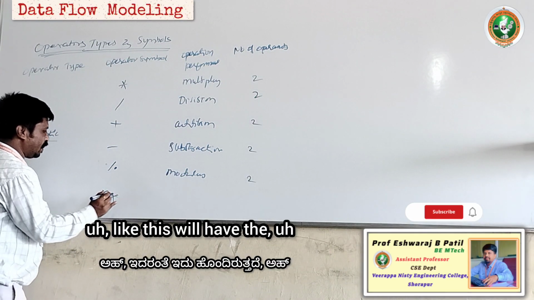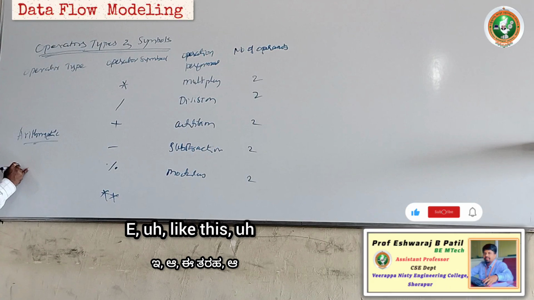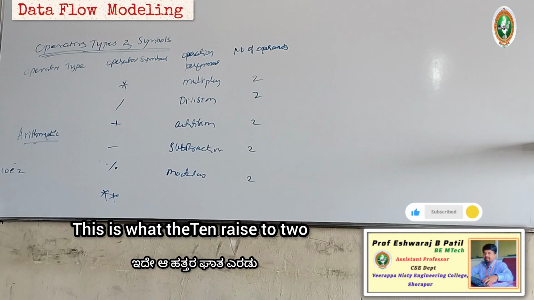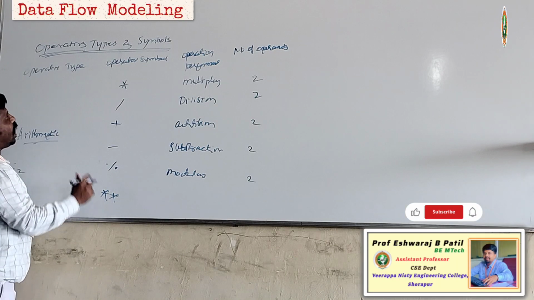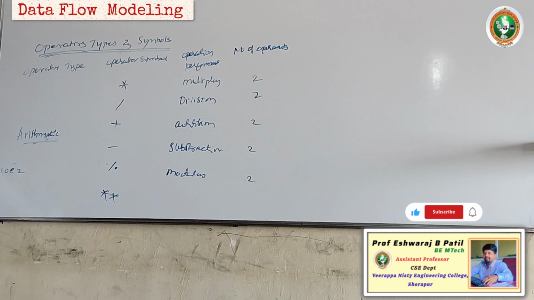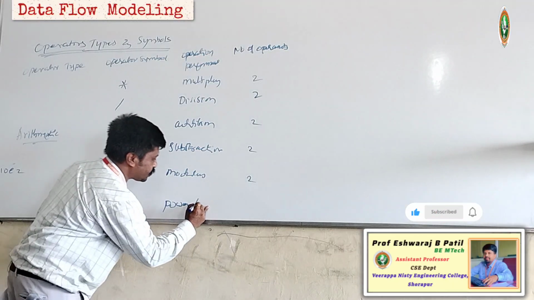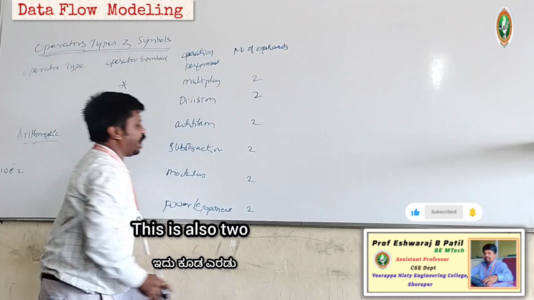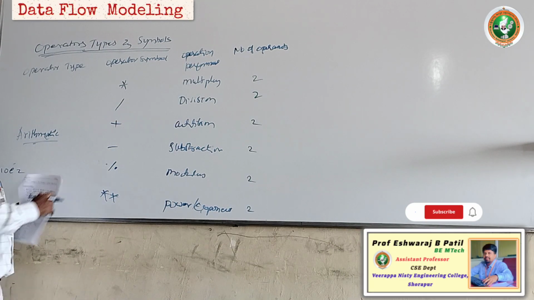Similarly for the power or exponent, we have this operator. Like 10 e 2, that is nothing but 10 raised to 2, 10 raised to the exponent of 2. How to write this? This is done with the operator symbol double star, two stars. So this is the power or exponent. How many operands do I need here? This is also two: one is the power, another one is the exponent, or I need a base also. Just copy this one.